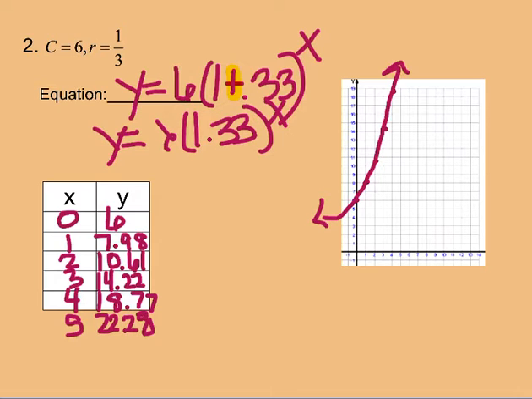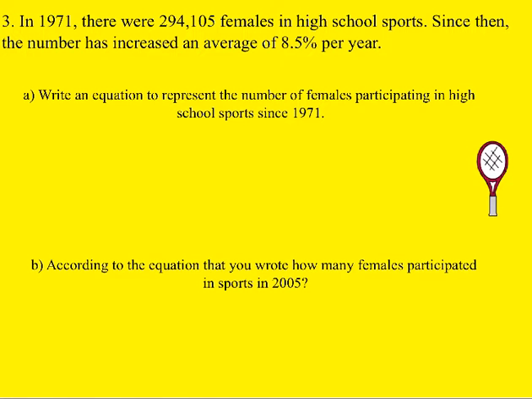Okay, so next let's take a look at number 3. So this is a word problem. Okay, so in 1971 there were 294,105 females in high school sports. Why was that such a hard number to say? I don't know. Since then the number has increased at an average of 8.5% per year.